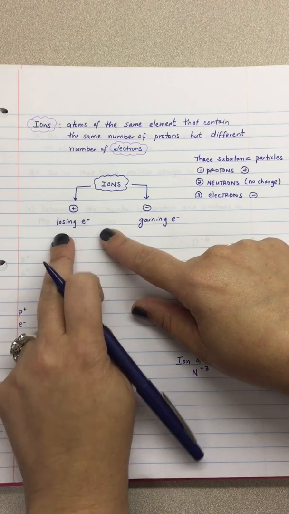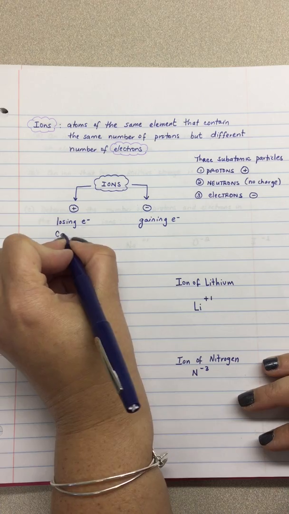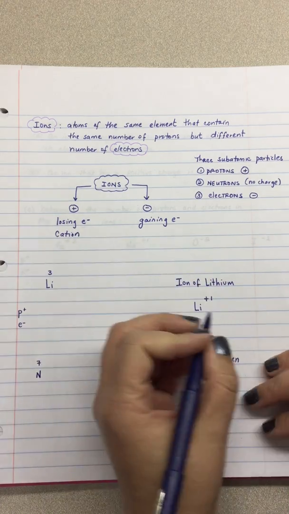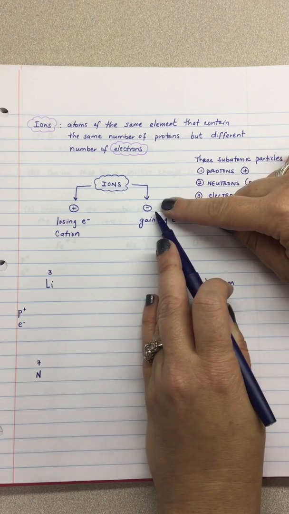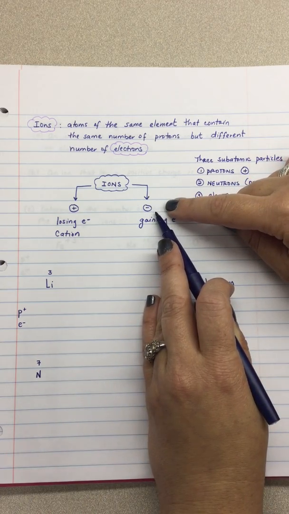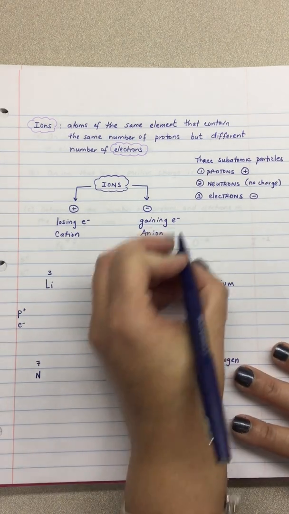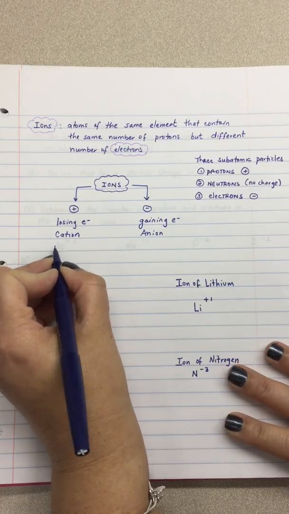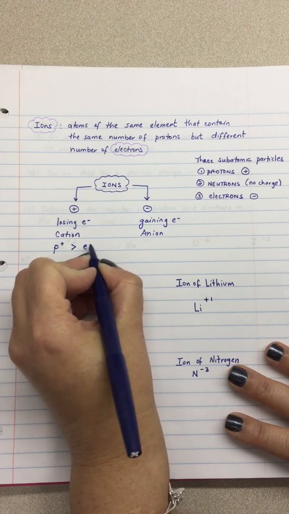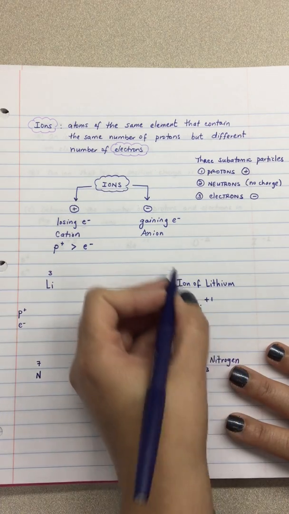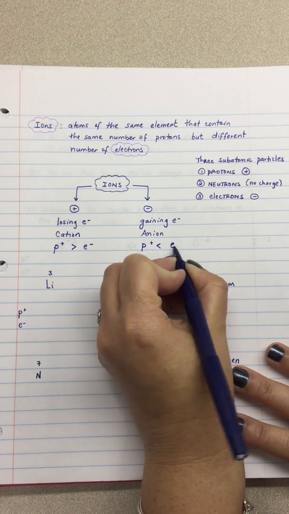So an atom that is losing electrons is going to have a positive charge, and it is known as a cation. And an atom that is gaining electrons is going to have a negative charge because now it has more electrons than protons, and it is called an anion. So on this side, the number of protons is higher than the number of electrons. And on this side, the number of protons is smaller than the number of electrons.